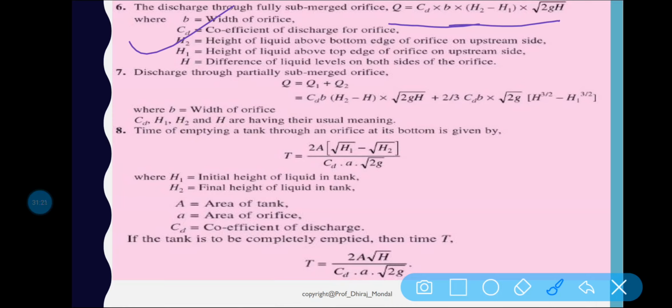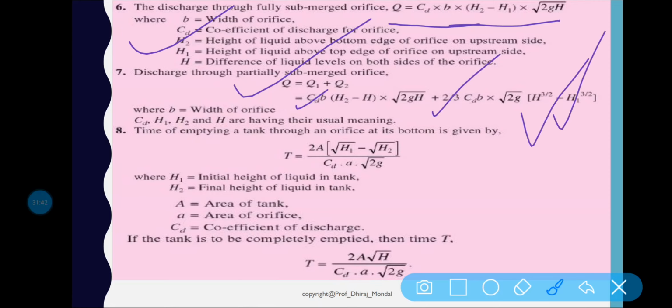Next, discharge through a partially submerged orifice: Q is equal to Q1 plus Q2, and ultimately the equation will come as Cd into B into (H2 minus H) into root over 2gH, plus 2/3 Cd into B into root over 2g [H^(3/2) minus H1^(3/2)].